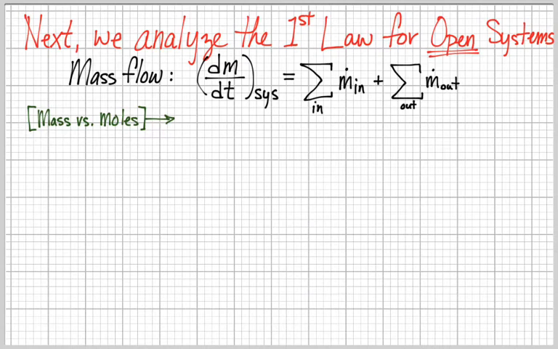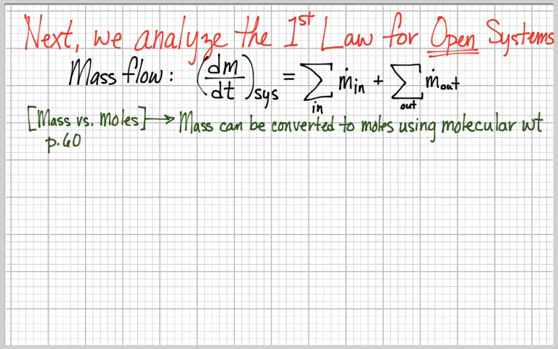In this class, you see quite a bit of notation where we are either in a molar framework or in a mass-based framework, per mole or per kilogram. In this case, we want to point out that mass can be converted over to moles as long as we know the molecular weight of the materials, or an estimate of the molecular weight for bigger materials. So you find that description, that analysis, on page 60. Feel free to go back and review that. But the mass out is going to be in terms of kilograms per second.